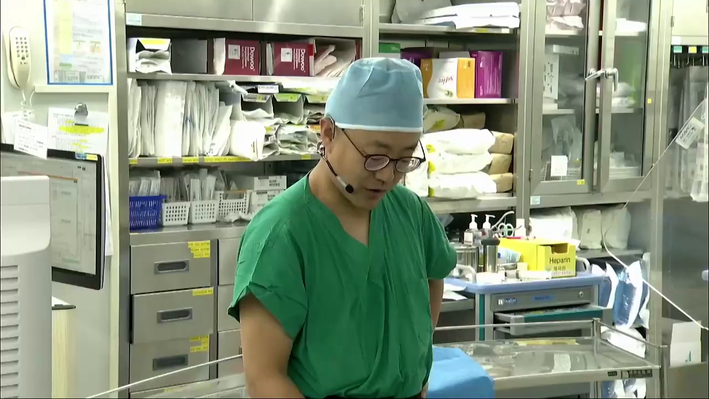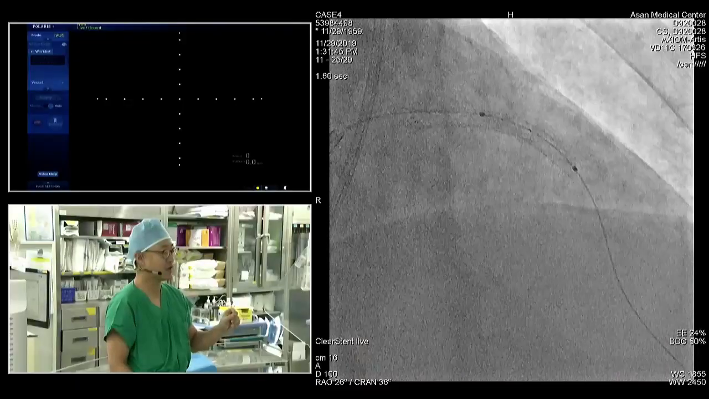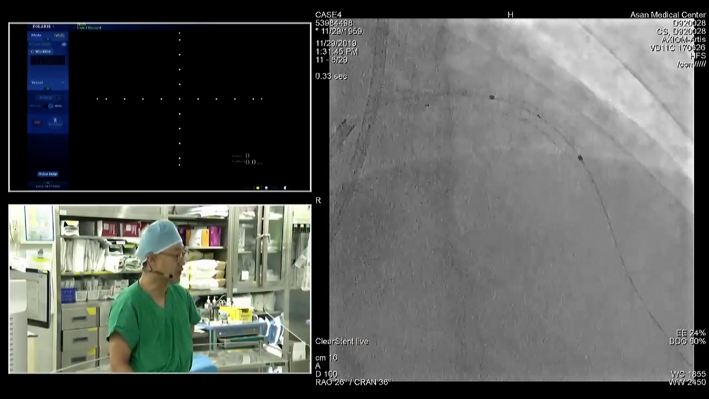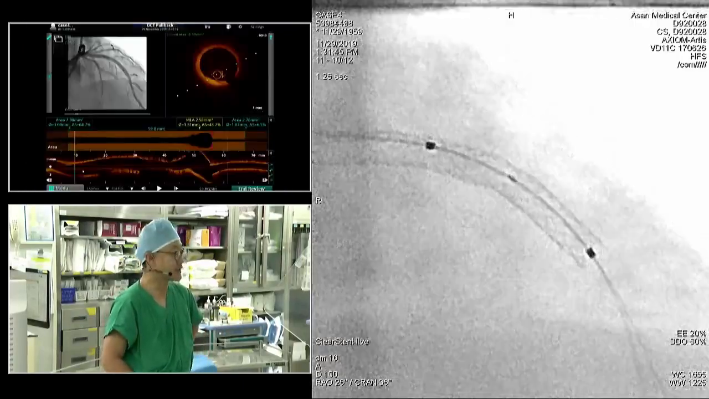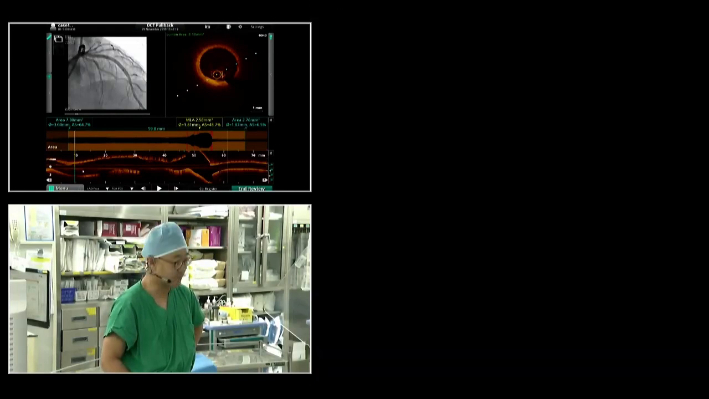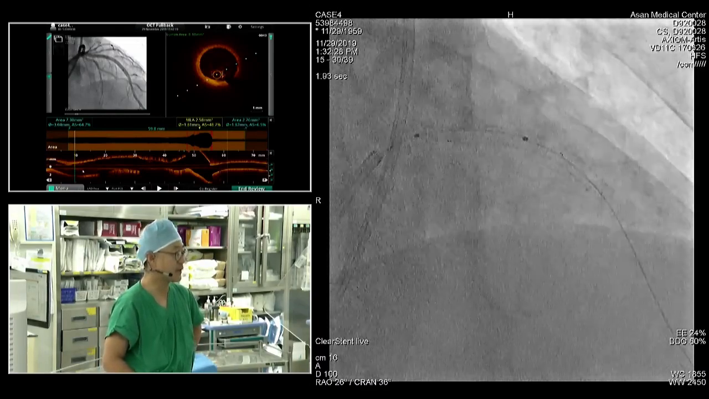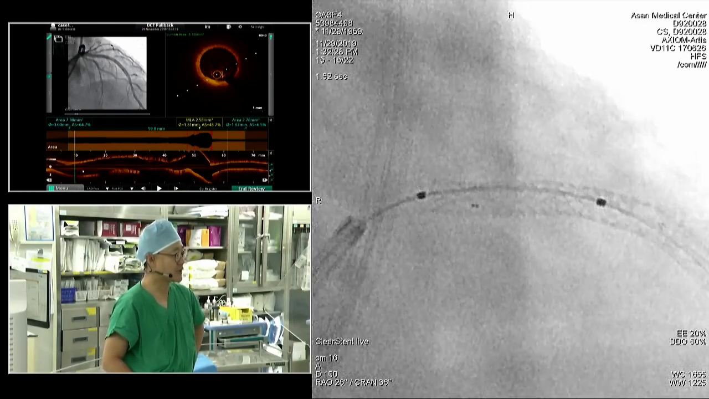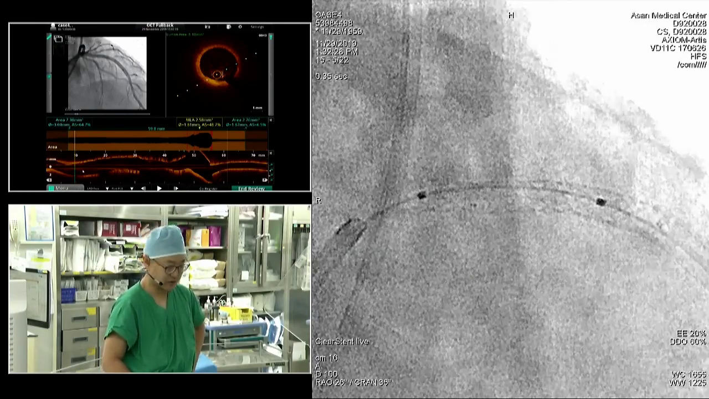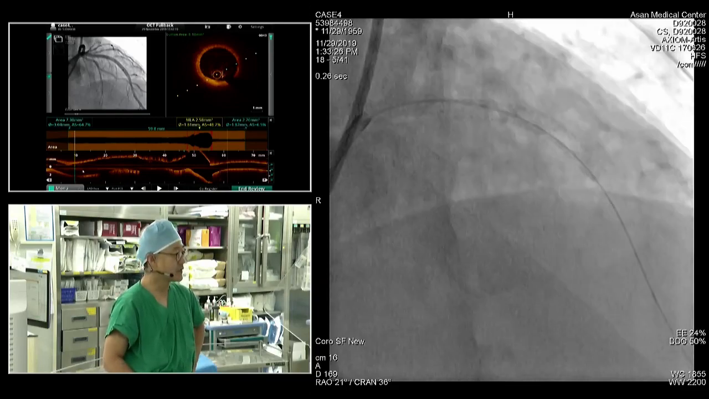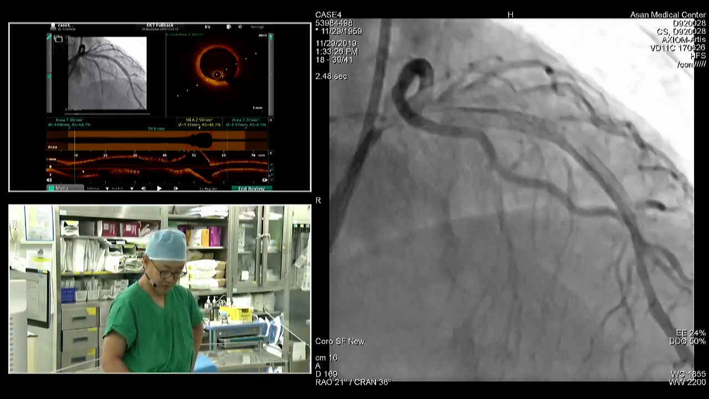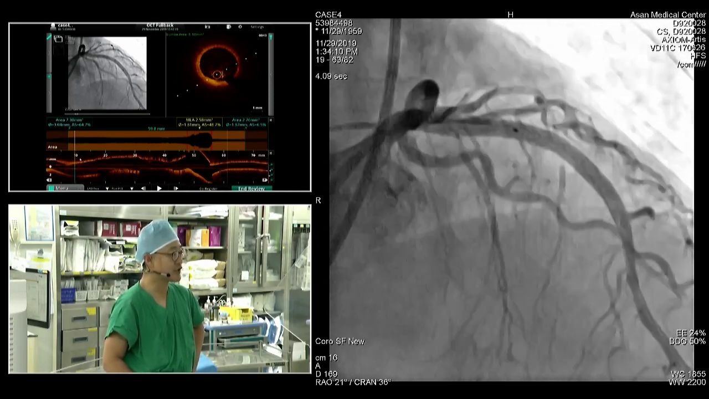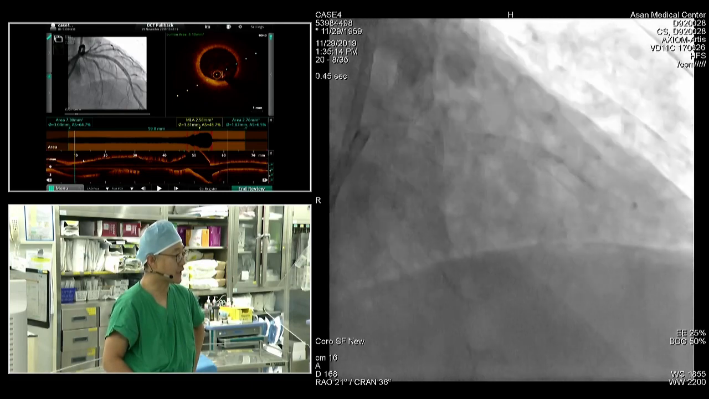Okay, we already finished the OCT. We already finished the procedure. We put the 3.5 by 38 drug-eluting stent. This is a high pressure balloon inflation using stent booster, 3.5 NC balloon. We did a high pressure balloon implantation. This is to try the exact position of the proximal part. So the result is good. And then we already checked the OCT co-registration.